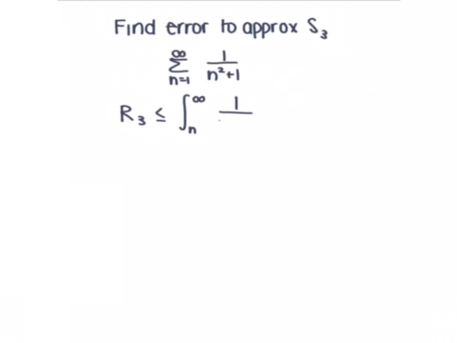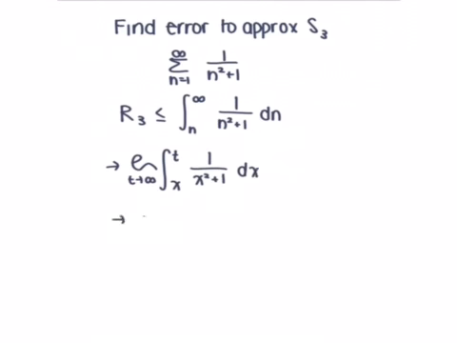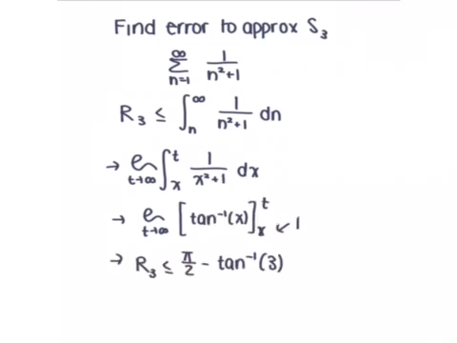Here we have an error problem where we approximate at s sub 3. Well, this is not an alternating series, therefore we should just use regular integration to find the error, to get that the error is less than or equal to pi over 2 minus tan inverse of 3.